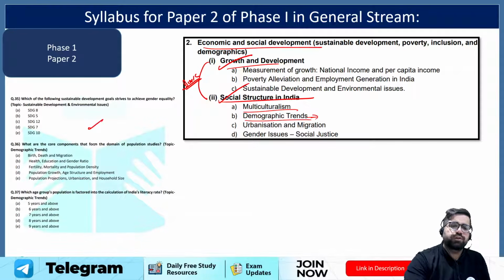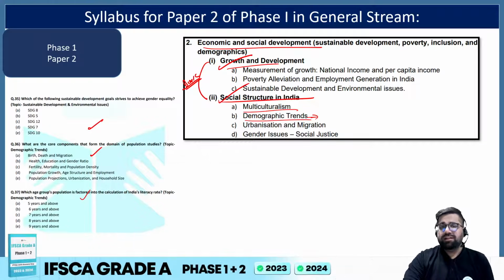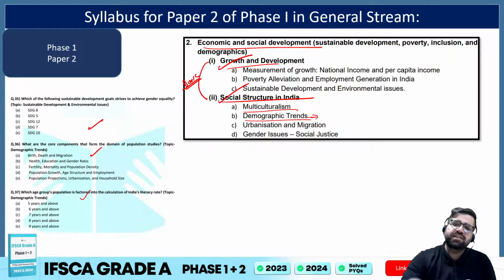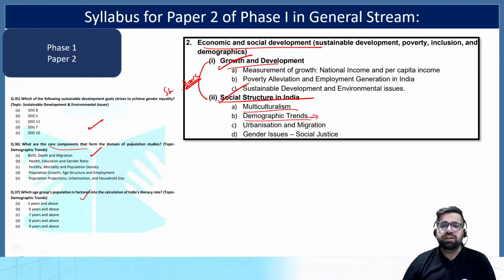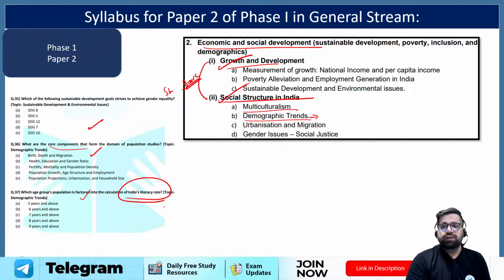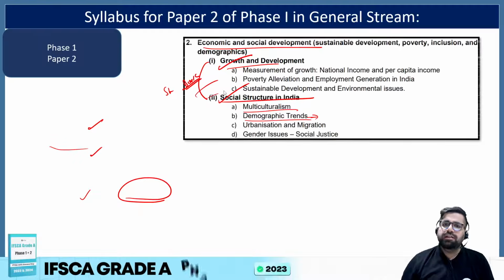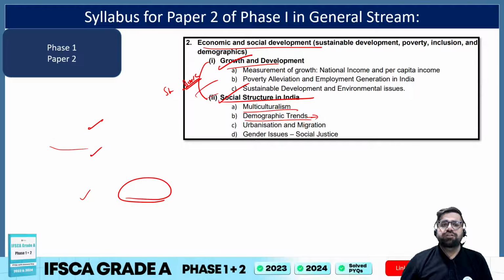And if you see the questions coming from this particular set of your subject, they are very basic, and these are static questions. Like, what are the core components of population studies? Which age group of population is considered for calculation of India's literacy rate? All of this is given in the static components only. So first you cover the current affairs of paper 2, then economic and social development, which is an integral part of paper 2 again.